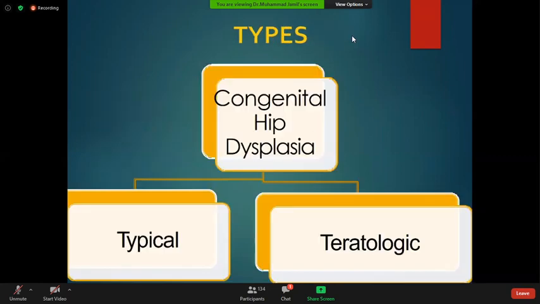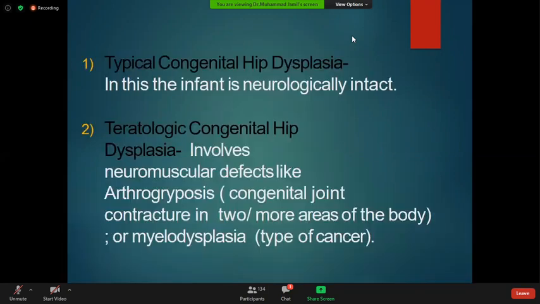There are two types of congenital hip dysplasia, typical and teratologic. In the typical type, the infant is neurologically intact, while the teratologic type involves neuromuscular defects like arthrogryposis and myelodysplasia. Arthrogryposis is a congenital joint contracture involving two or more areas of the body.